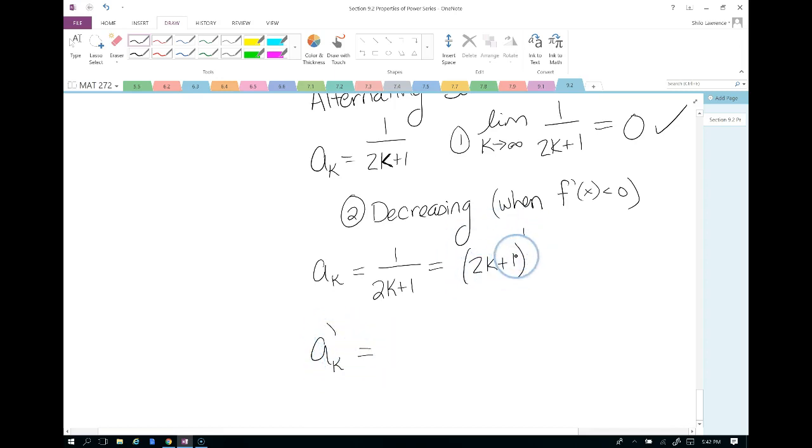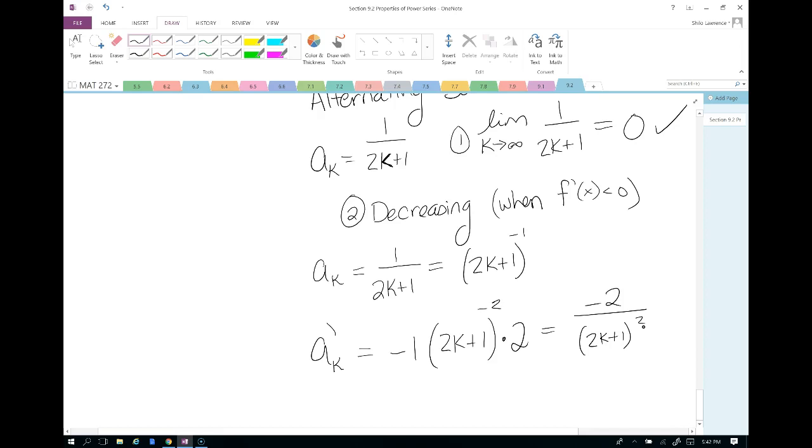So the chain rule says first take the derivative of your outside piece. So old power comes out front, subtract 1 to get your new power, and then also multiply by the derivative of your inside piece. And I'm going to do a little bit of rewriting. I get -2 over 2k plus 1 squared.